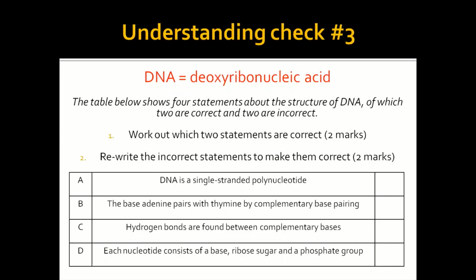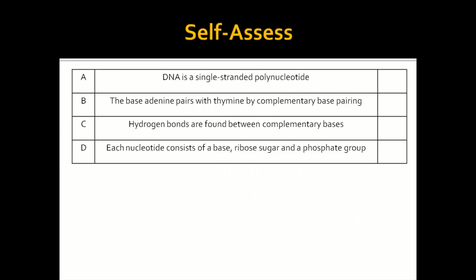DNA is a single-stranded polynucleotide. The base adenine pairs with thymine by complementary base pairing. Hydrogen bonds are found between complementary bases. Each nucleotide consists of a base, ribose sugar, and a phosphate group. So by the looks of it, statement B and C are correct. The correct statements are B and C.